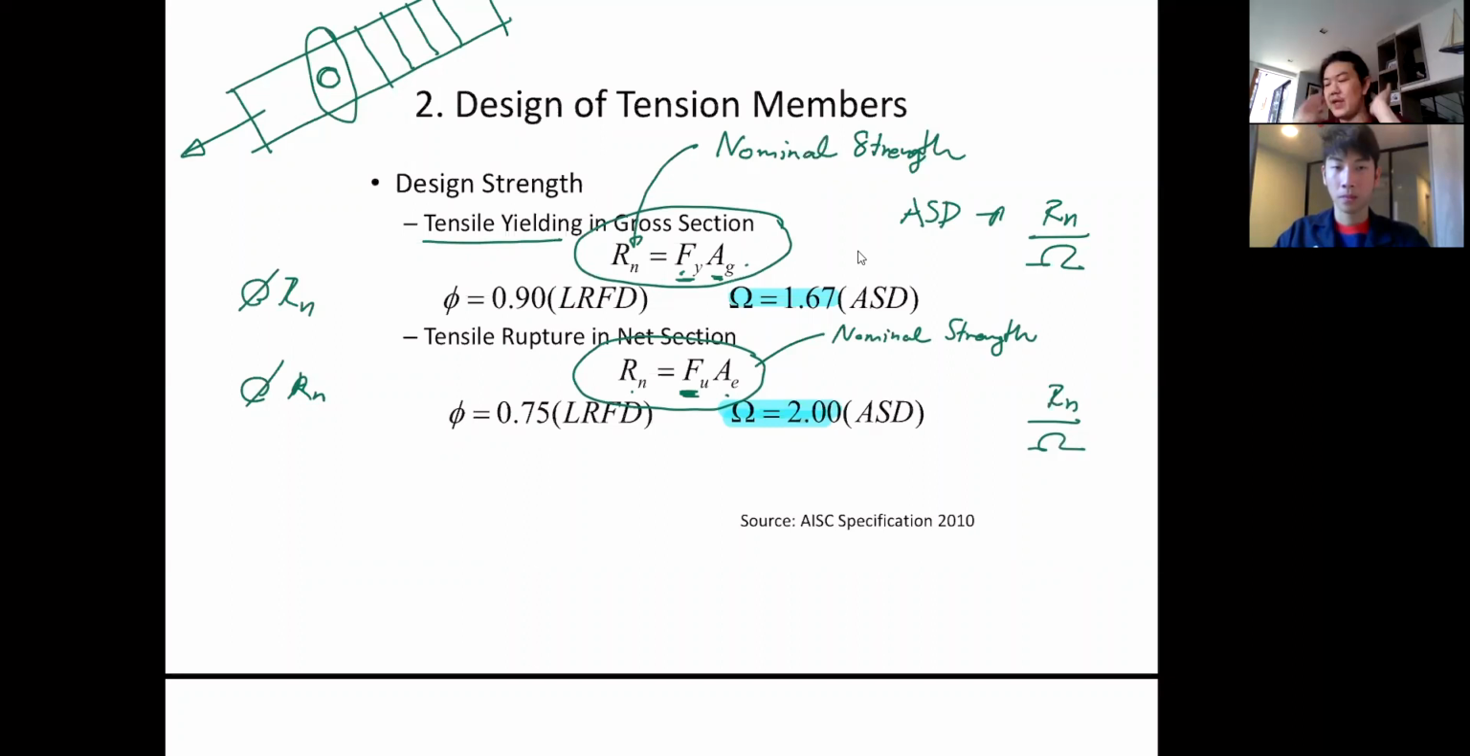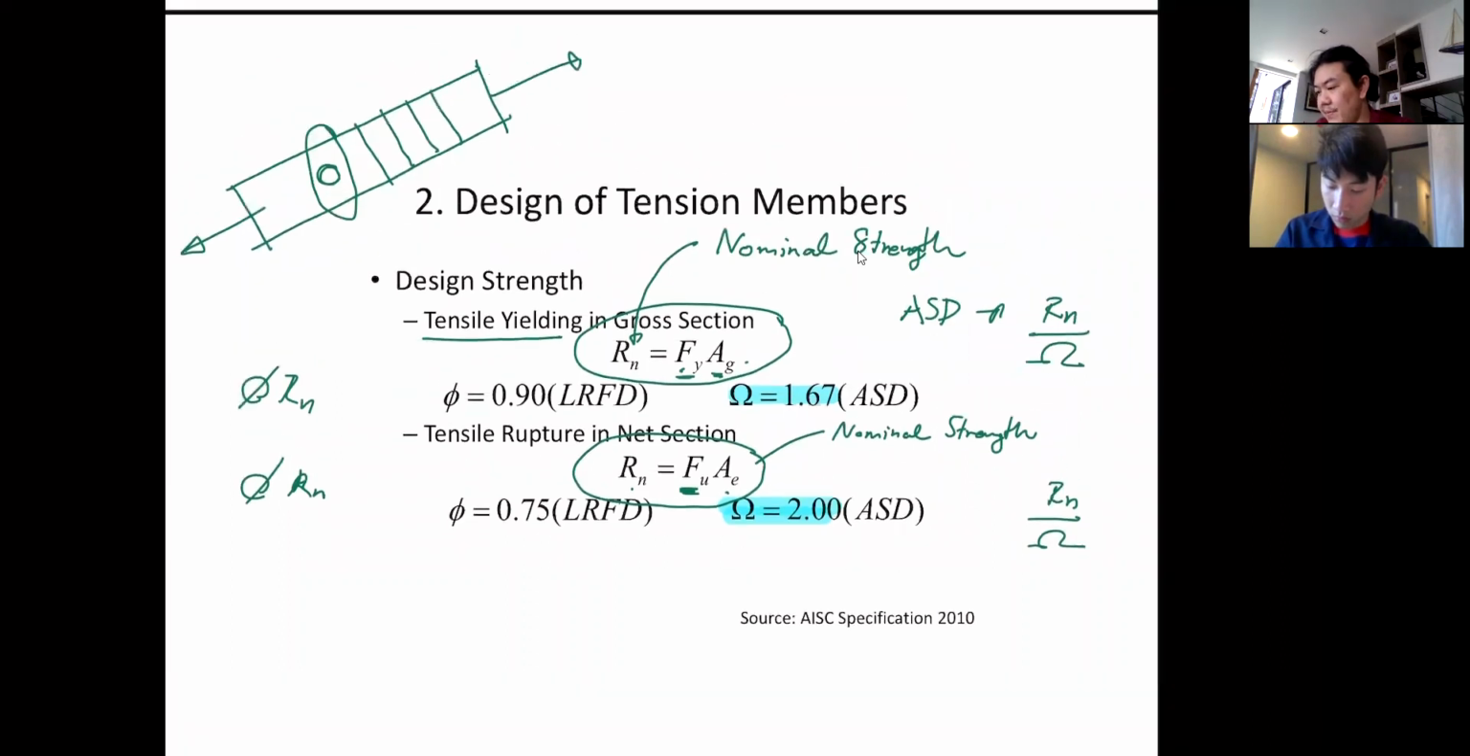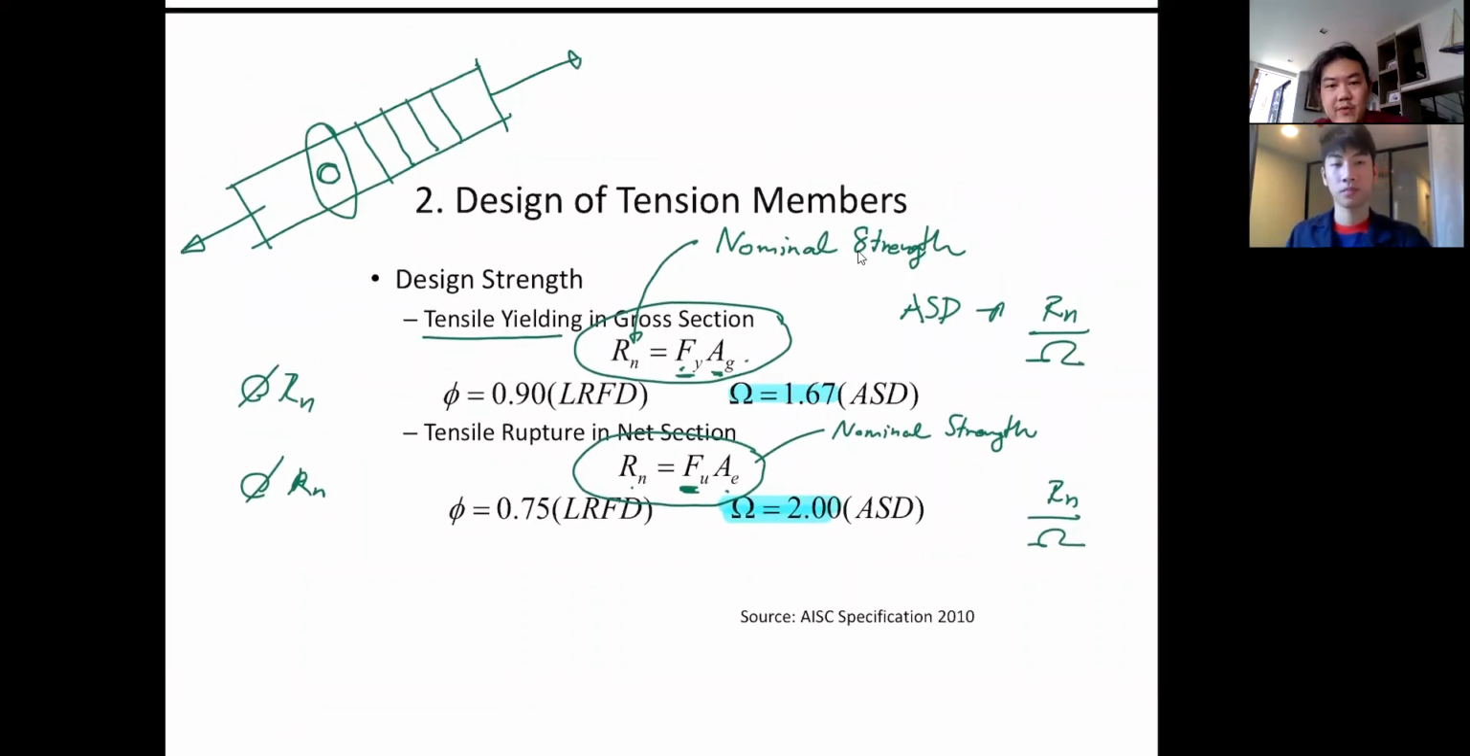So this is where we left off last time. We started talking about the failure of tension members. When you put the member under tension, be mindful that we are talking about the two-force member, so to speak. So this force is the axial force in the axis of the member. We can have one of two failures. The first one is the tensile yielding of the cross section.